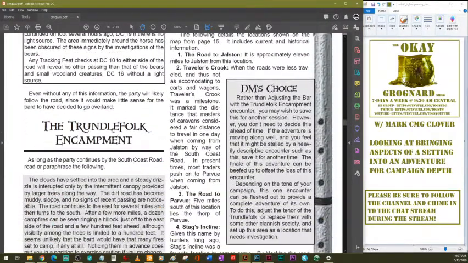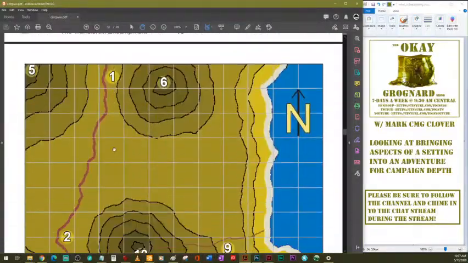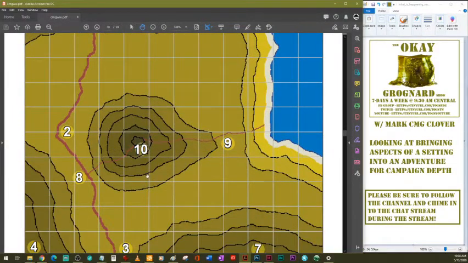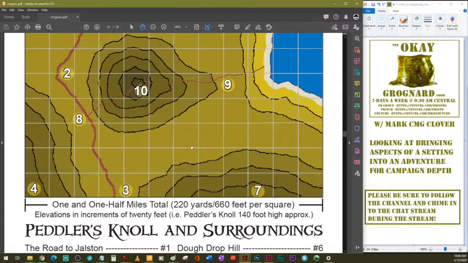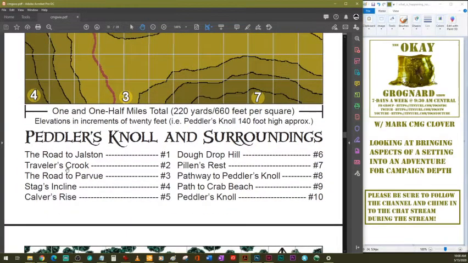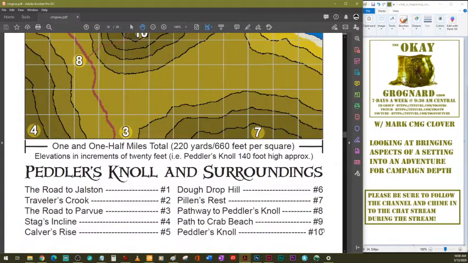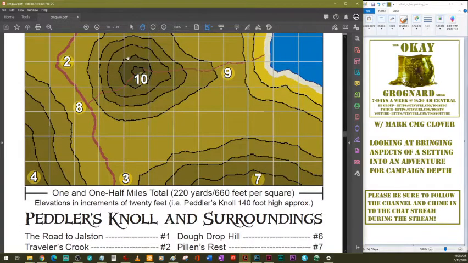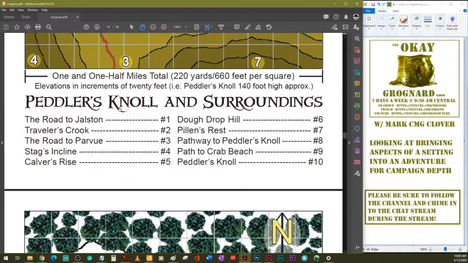Then we get into the Trundlefolk encampment. Now, that's an interesting thing, as I show you, here's the road. These are where they are camped out or where their individual wagons are, right? No, this is off to the side. That's right. Peddler's Knoll. So this is called Peddler's Knoll. This is a high ground area where Trundlefolk will camp when they're traveling through.